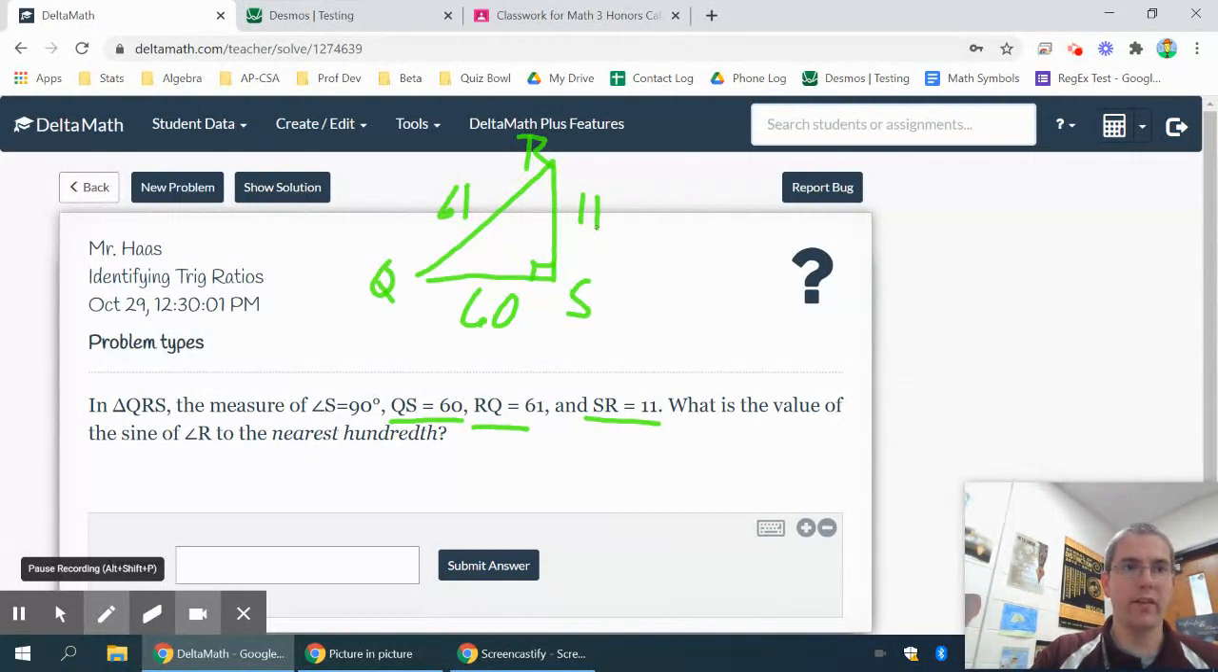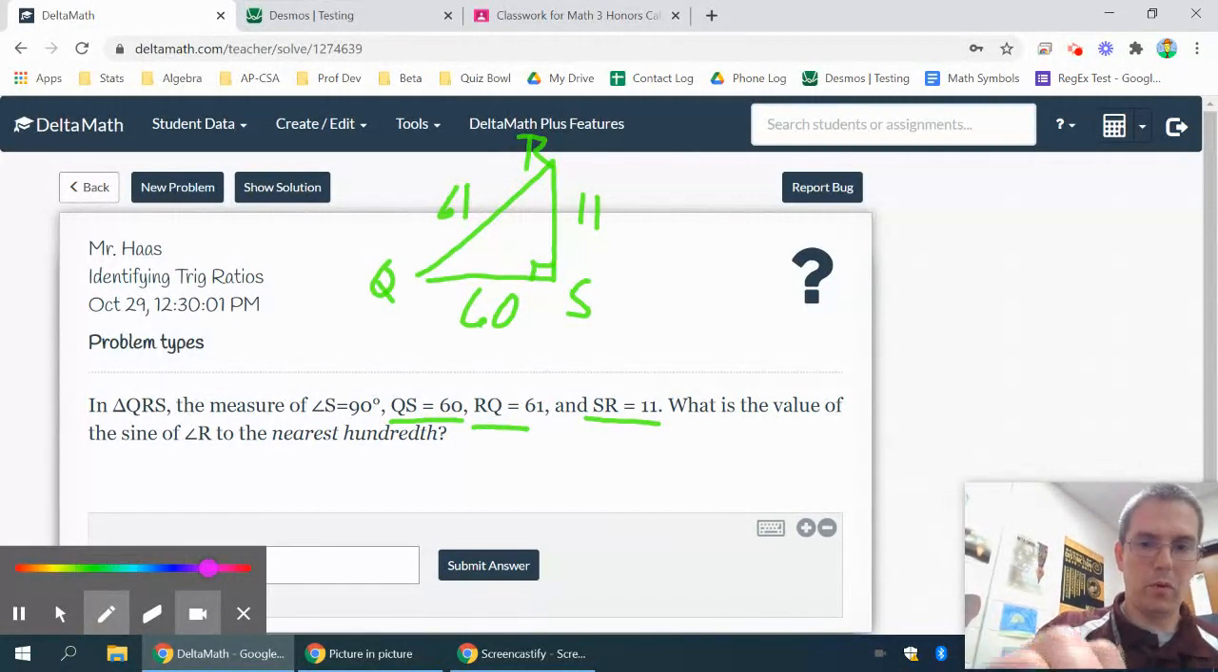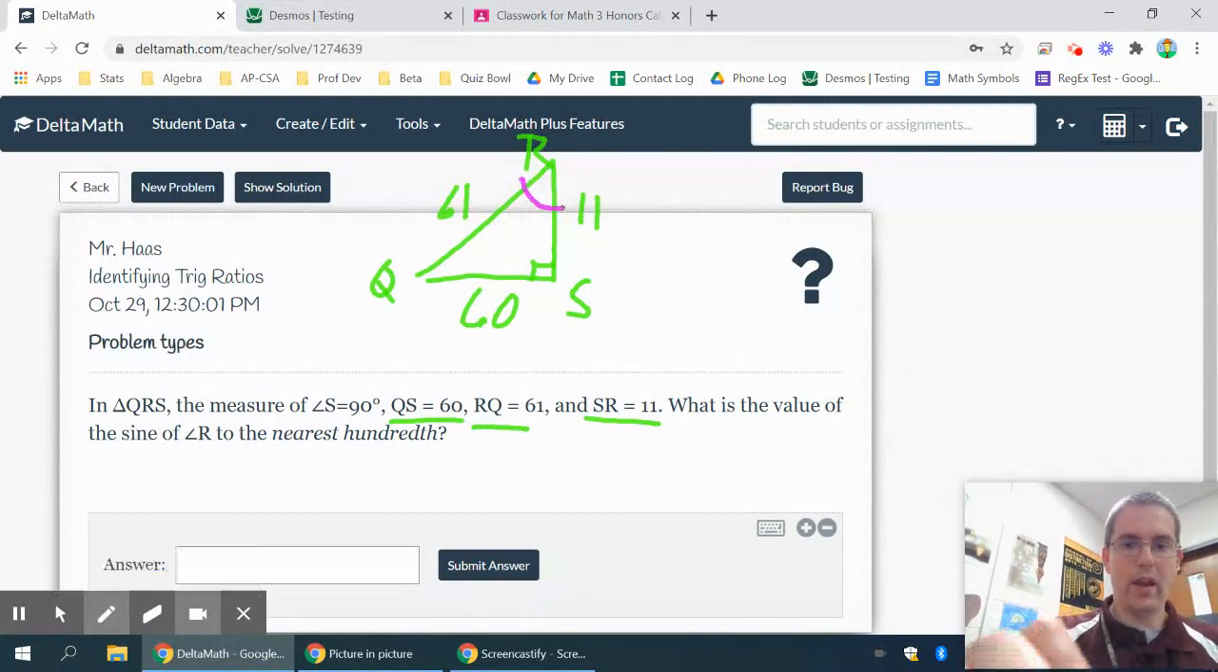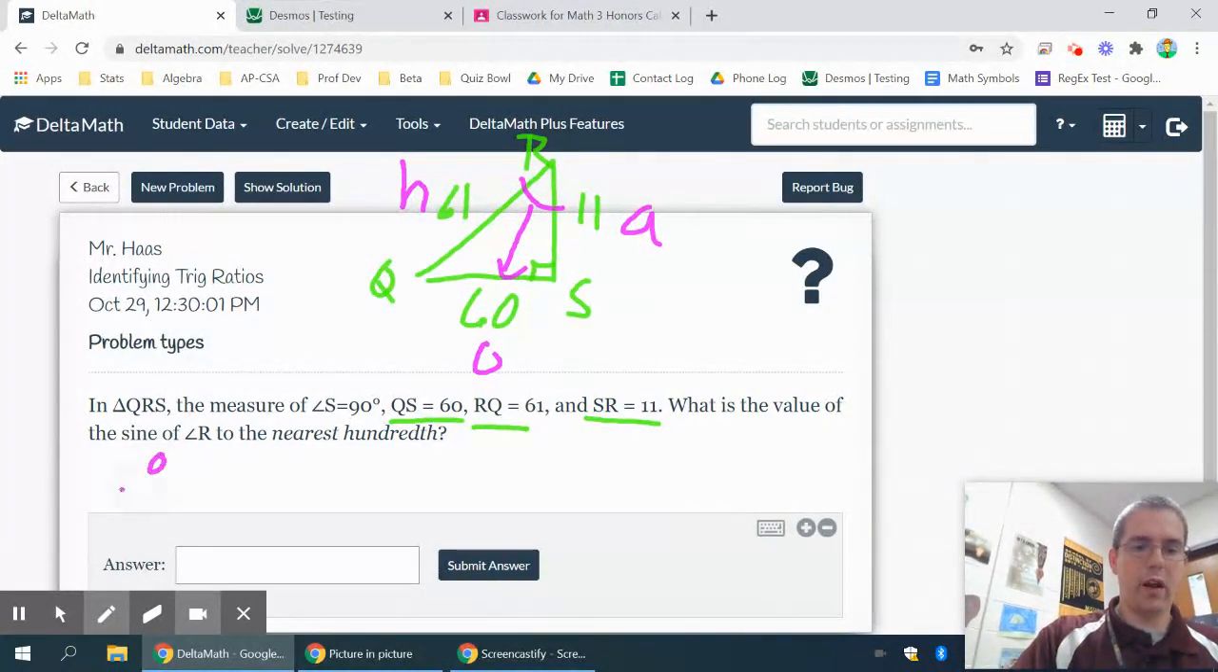So getting things labeled correctly is important, and this will help you also as you prepare for things like the SAT or ACT, where they sometimes just give you the information, you have to draw your own diagram. The value of sine of R to the nearest hundredth, well, sine of R, we'll mark this in purple again. And the angle that is opposite R is 60. The hypotenuse is 61, as it's across from the right angle, and your adjacent is there. Well, sine is always opposite over hypotenuse. And then in this case, my sine is 60 over 61.